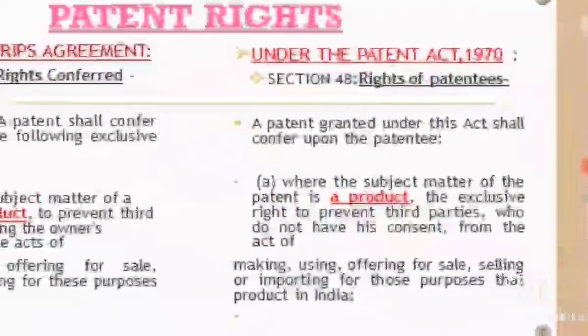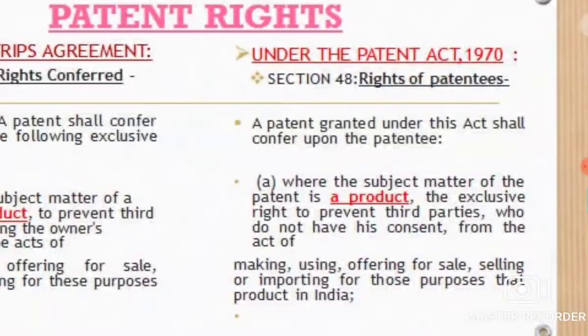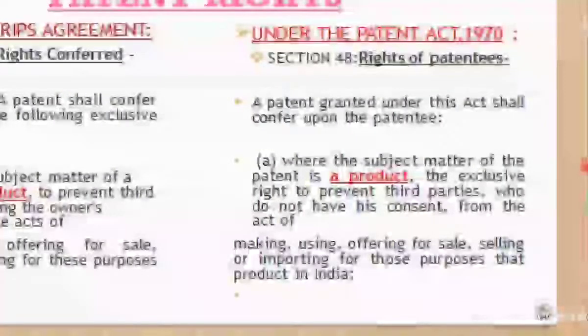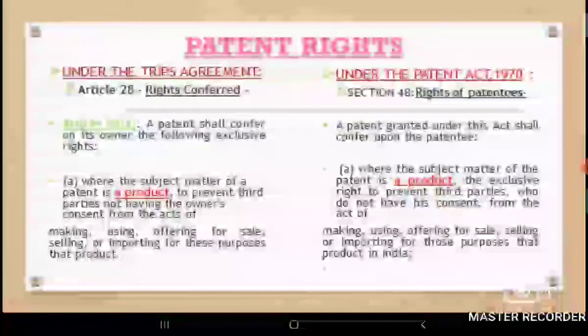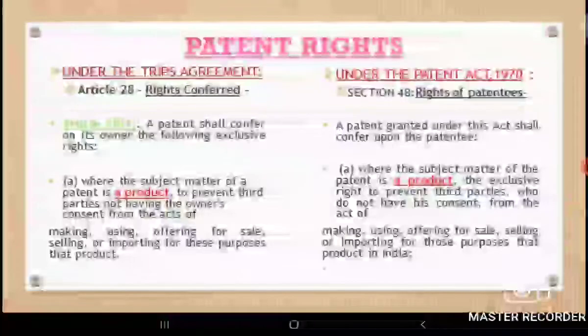Under the Patent Act 1970, Section 48, Rights of Patentee. A patent granted under this Act shall confer upon the patentee, Clause A: where the subject matter of the patent is a product, the exclusive right to prevent third parties who do not have his consent from the act of making, using, offering for sale, selling or importing for those purposes that product in India.